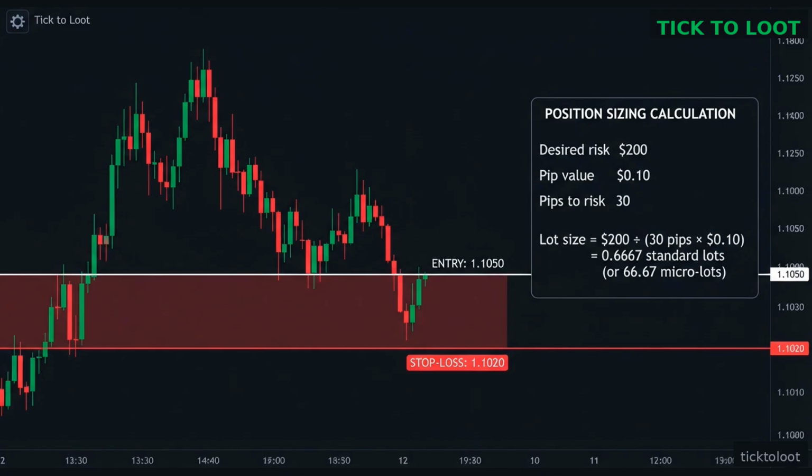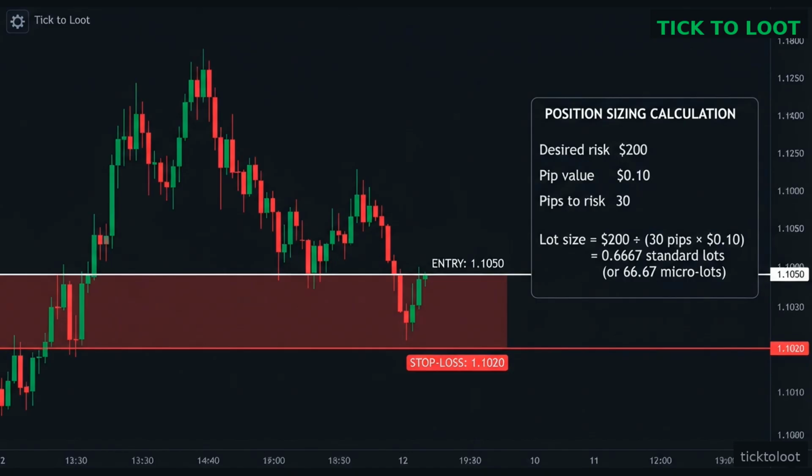We have our dollar risk of $200, and we know the stop-loss is 30 pips away, but we still need to figure out how many lots to trade so that a 30-pip move equals exactly $200. In Forex, a lot is a unit of measurement for the size of a trade. A standard lot equals 100,000 units of the base currency, in our case, euros. A micro lot is 1,000 units, and a mini lot is 10,000 units. The pip value changes with the lot size. One standard lot of euro to US dollar moves about $10 per pip. A mini lot moves $1 per pip, and a micro lot moves 10 cents per pip.